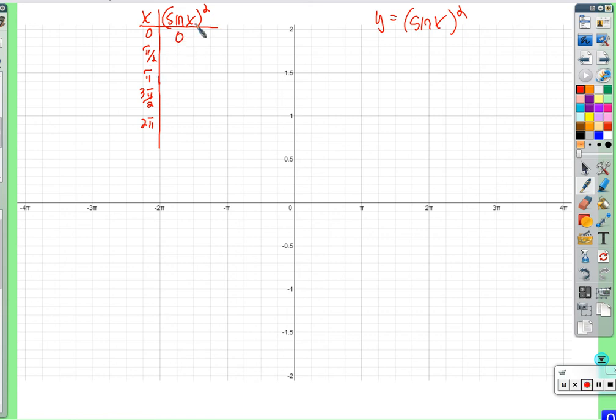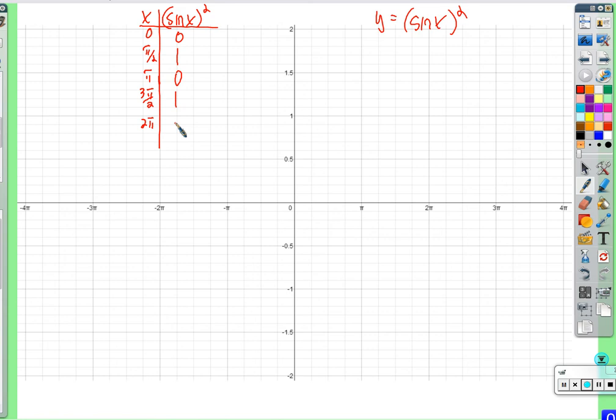Pi over 2, sine of pi over 2? 1. And square 1? 1. Sine of pi? 0. 0 squared is 0. 3 pi over 2, and that was negative 1 squared. 1. Positive 1, okay, so that's different.